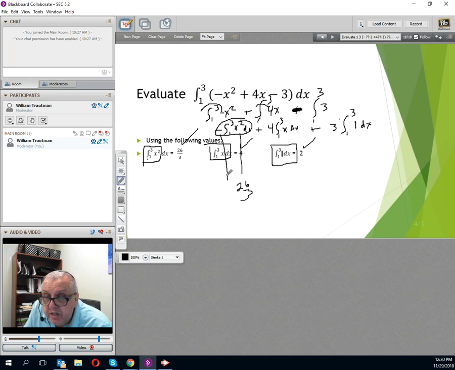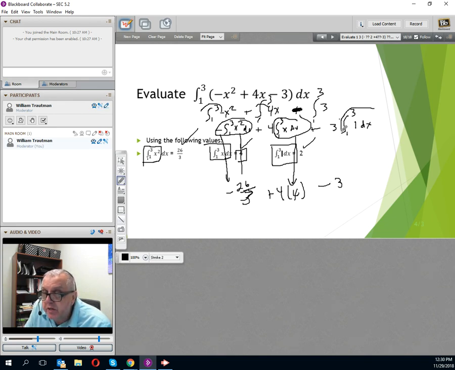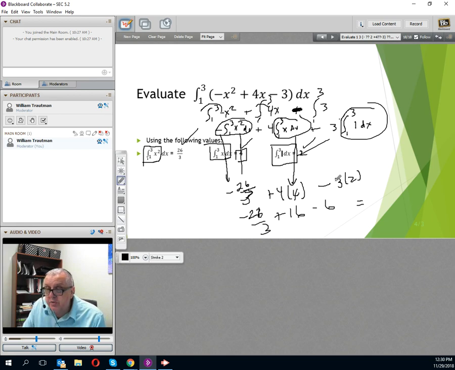Now, if you look at our formula, from 1 to 3 of x squared changes to 26 over 3, but there's a negative in front of it, so it's negative 26 over 3. Here, from 1 to 3 of just x dx changes to 4, but there's a plus 4 in front of it, so you have to multiply it. And then there's a minus 3 times whatever this equals, and this equals 2. So we get negative 26 over 3 plus 16 minus 6. And then you do the math.